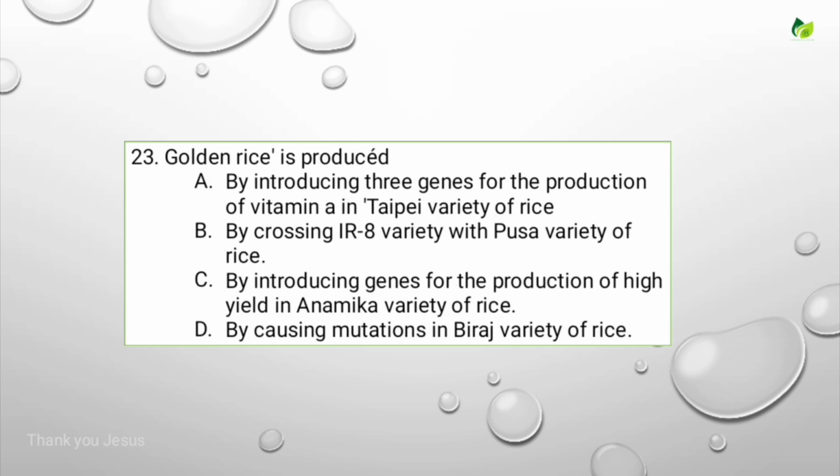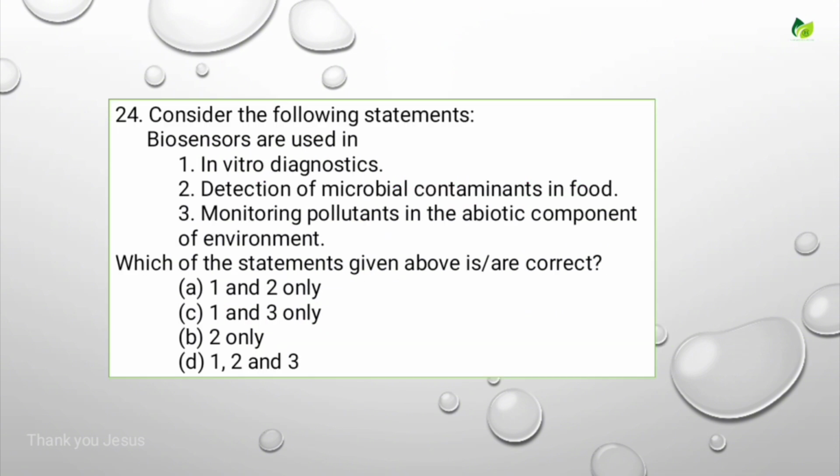Golden rice is produced. Options are by introducing three genes for the production of vitamin A in Tapai variety of rice, by crossing IR8 variety with Pusa variety of rice, by introducing genes for the production of high yield in Anamika variety of rice, by causing mutations in Basra variety of rice. For this, the correct answer is, so golden rice is produced by introducing three genes for the production of vitamin A in Tapai variety of rice. Okay. Let's see the next question.